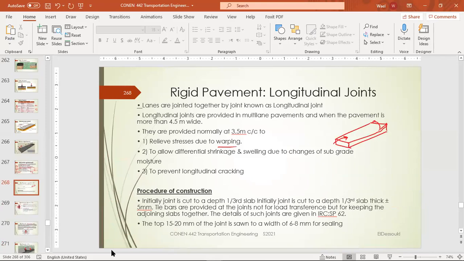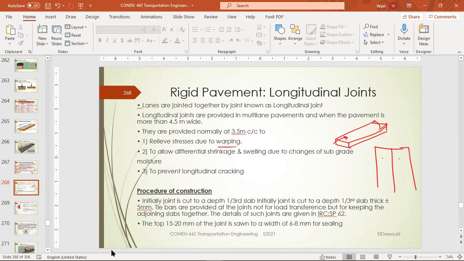Longitudinal joints. As we mentioned, these are joints by which lanes are jointed together, known as longitudinal joints. Basically, if we have a highway with two lanes, usually we make each lane in a different slab.